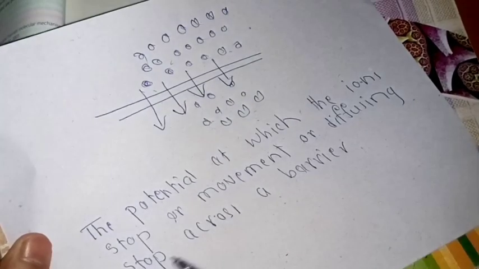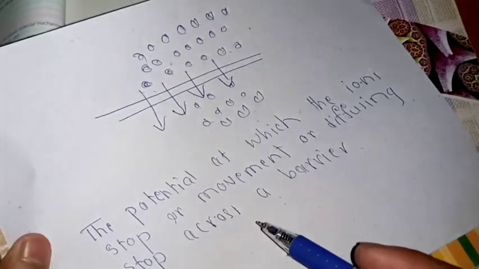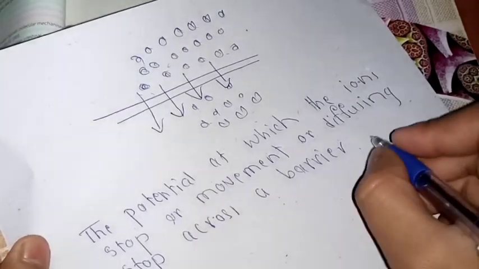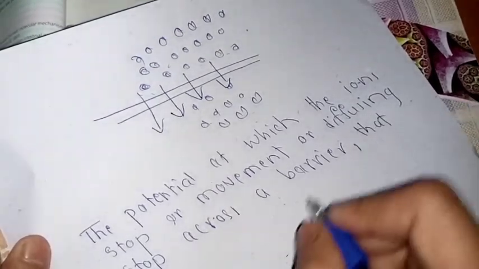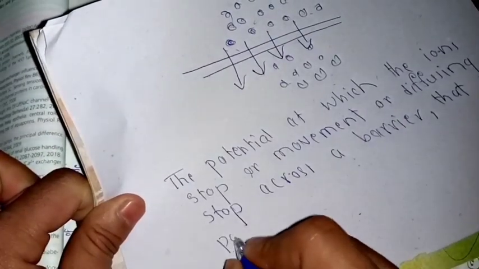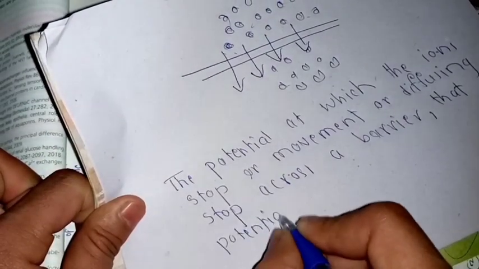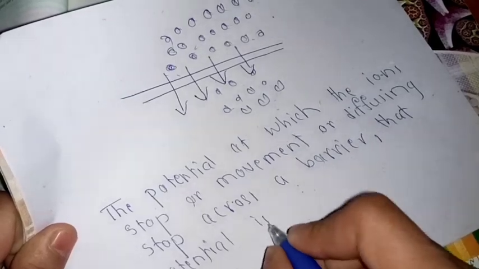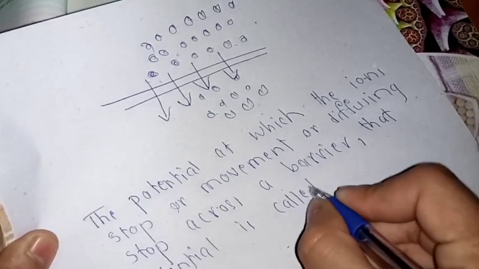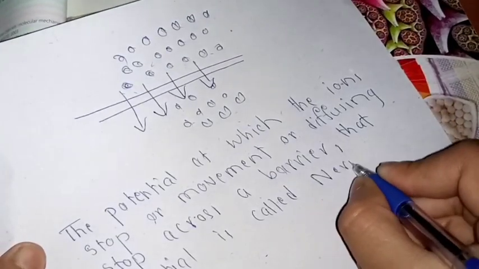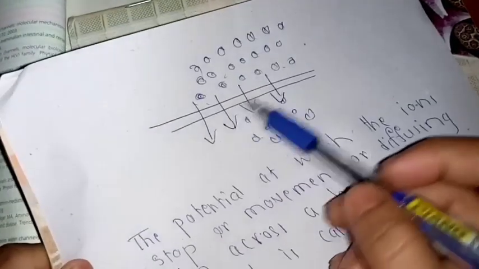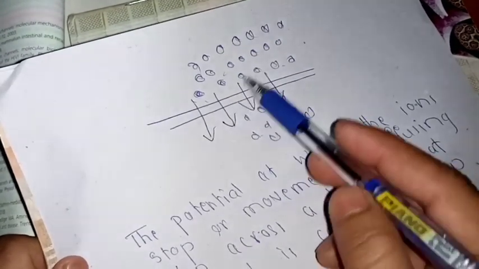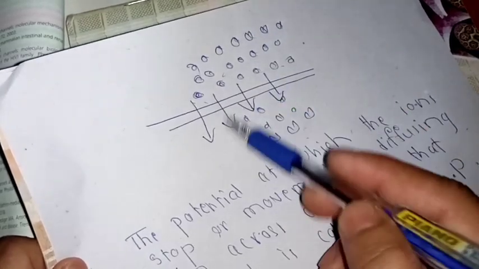The potential at which the ions stop moving or diffusing across a barrier is called the Nernst potential. So this was about the Nernst potential and the relationship between the Nernst potential and the concentration difference.